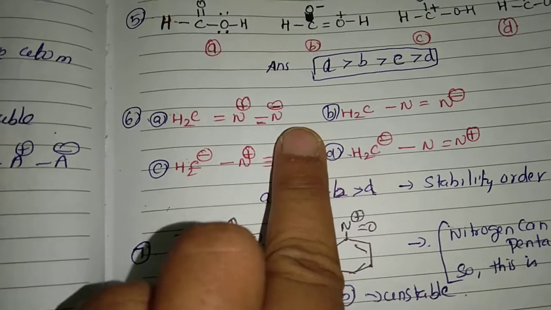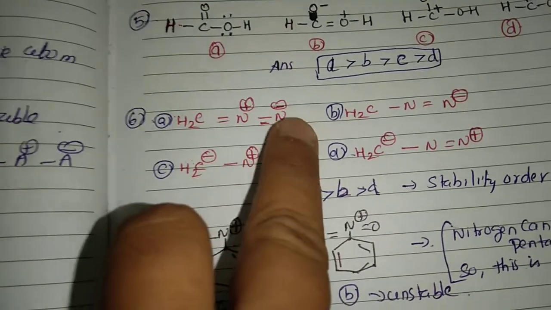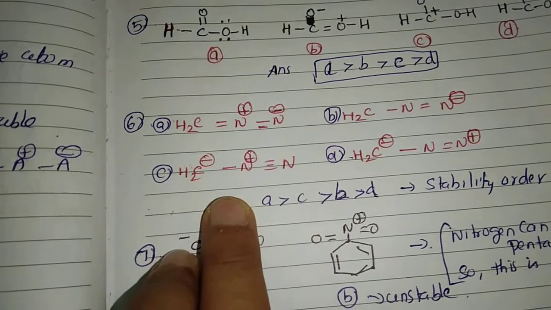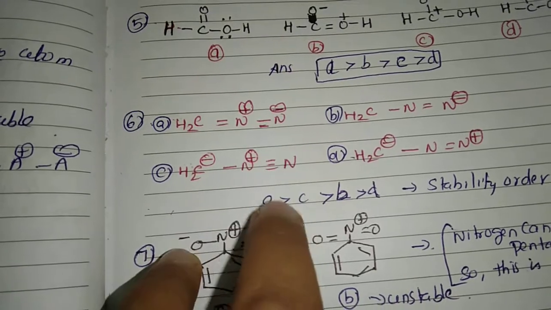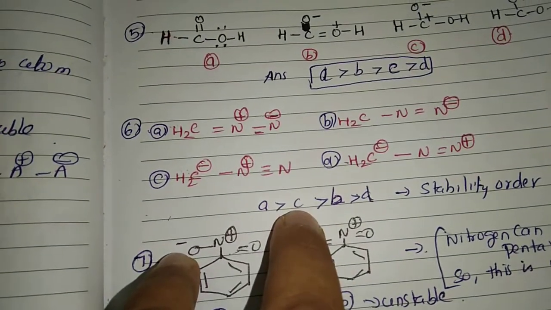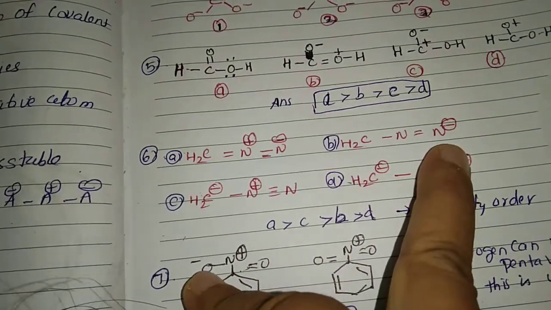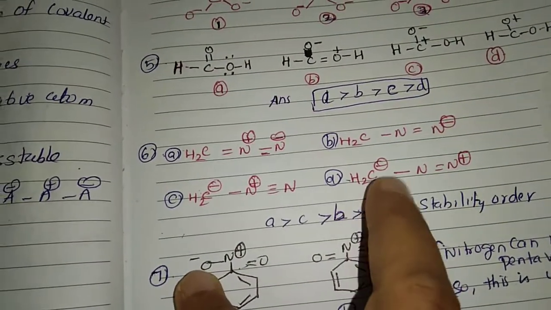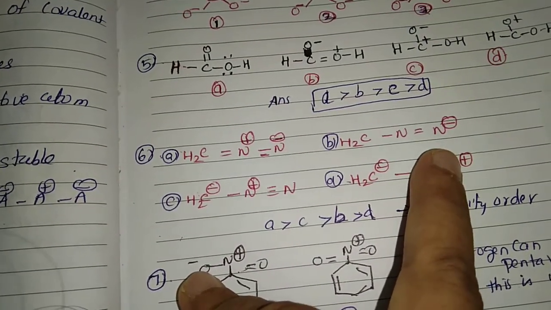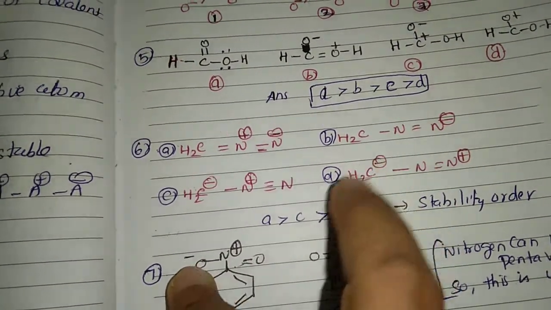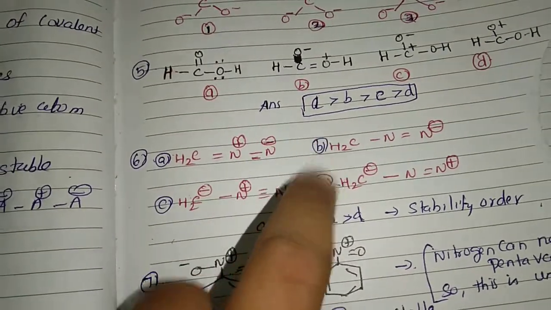Here N has a negative charge, and here carbon has a negative charge. N is more electronegative than carbon, so it is more stable. So A comes first and then C. Then compare B and D. Here N, the more electronegative atom, has the negative charge, and in D carbon has the negative charge. So B comes first and then D. So the stability order is A, C, B, D.